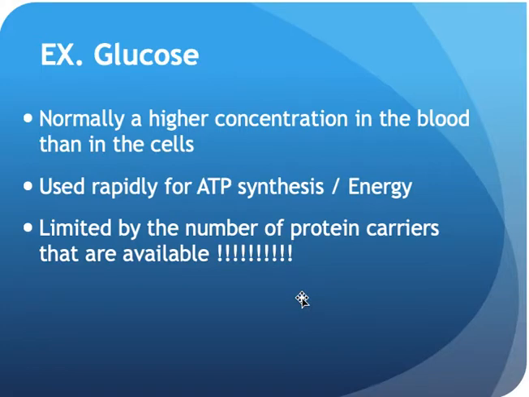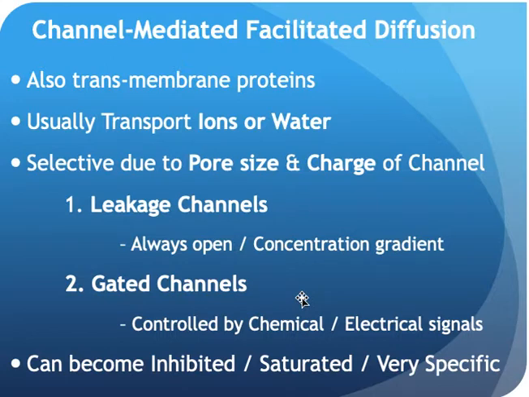Another good example is channel-mediated facilitated diffusion, also using transmembrane proteins. Usually they transport ions or water. They're selectively permeable, selective due to the pore size and charge of the channel. We have two types of these. We have leakage channels, which are always open. And then we have gated channels, which are controlled by different chemicals and electrical signals, and open only under certain circumstances.